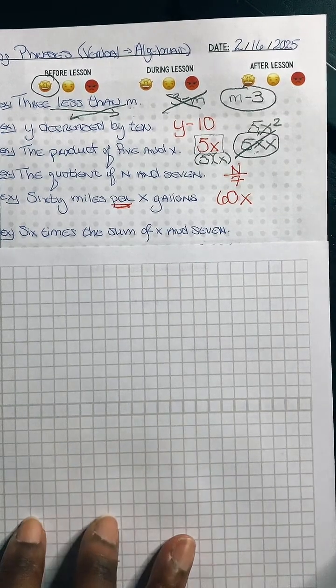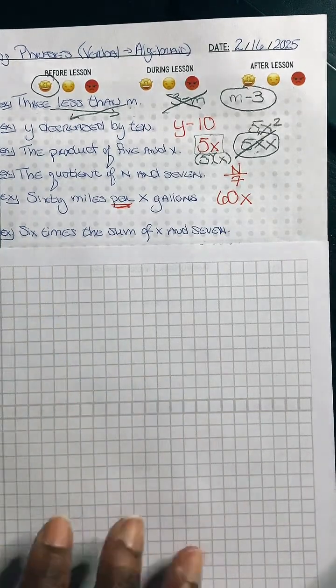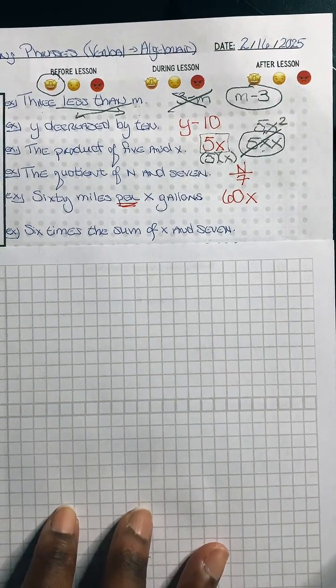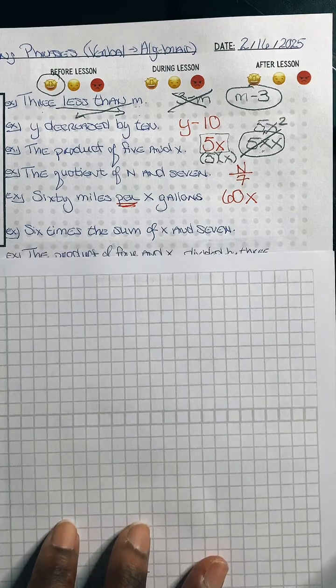All right. So now this one's a little tricky. Okay. 6 times the sum of x and 7.